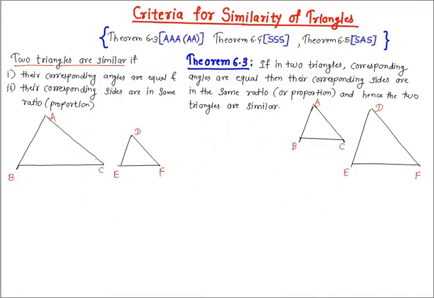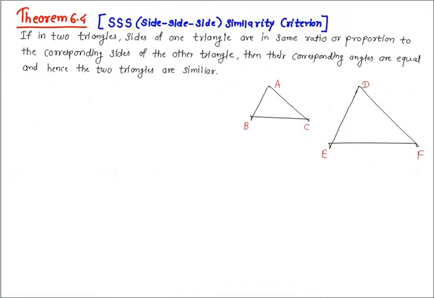In this session, we are going to learn Theorem 6.4, which is referred to as SSS, that is side-side-side similarity criteria. This theorem states that if in two triangles, sides of one triangle are in the same ratio or proportion to the corresponding sides of the other triangle, then their corresponding angles are equal and hence the two triangles are similar. What does this mean?